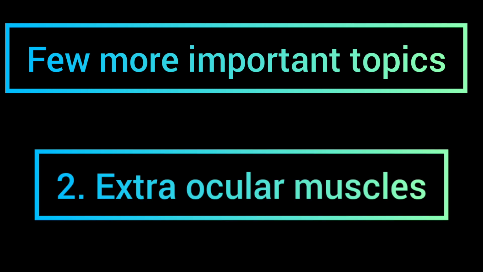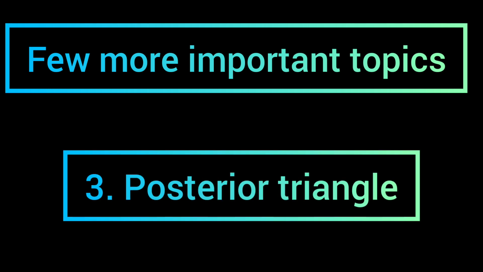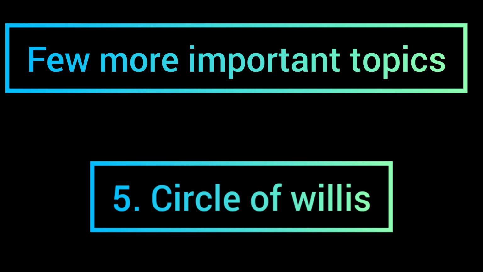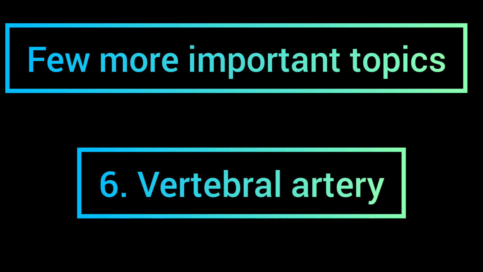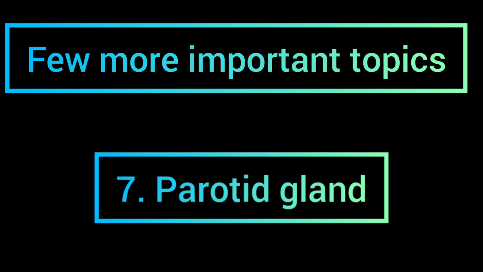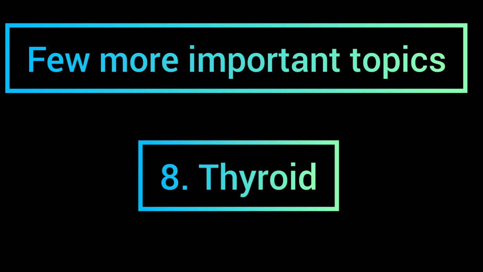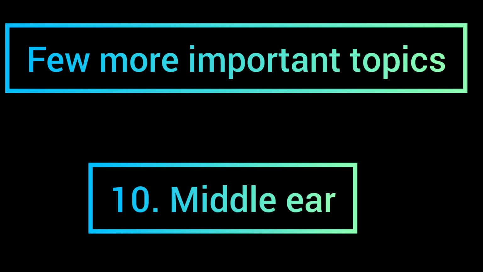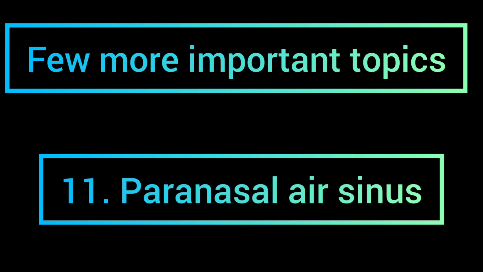The second one, extraocular muscles. Third one, posterior triangle. Fourth one, carotid triangle. Fifth one, circle of Willis. Sixth one, vertebral artery. Seventh one, parotid gland. Eighth one, thyroid. Ninth one, eyeball. 10th one, middle ear. 11th one, paranasal air sinus.